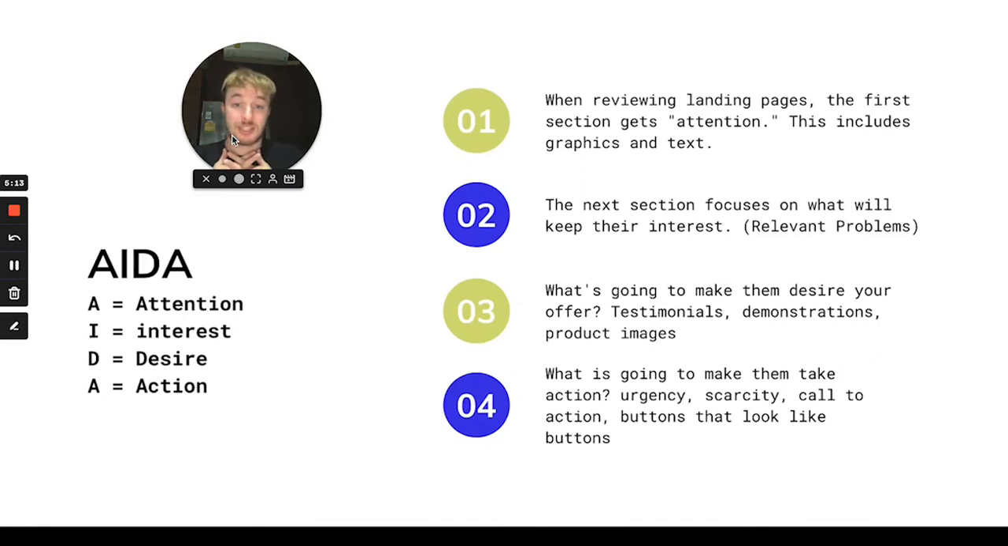So the next step, the second step, is the next section, focus on what will keep the interest, which is basically relevant problems. And the third step is what's going to make them desire your offer. And the last one, of course, is action, call to action, buy now, urgency, different buttons, right, with different colors. So it's really important to have this dialed in. You cannot copy and paste this kind of stuff. You can try, but eventually you're going to lose lots of money and time finding out that it doesn't work. So you have to have someone, again, to show you how to do it step by step along the way, so that you have the right strategy and methodology in place to sustainably, long-term, produce results online.